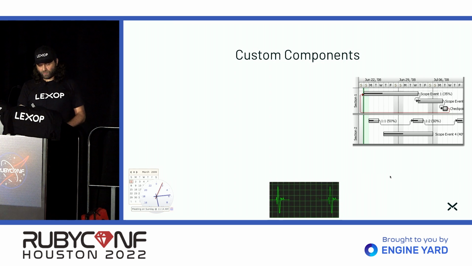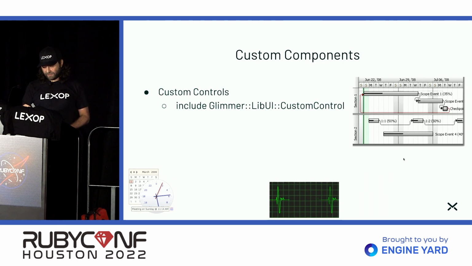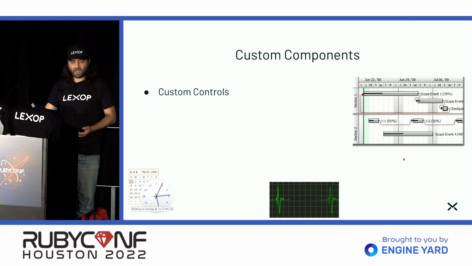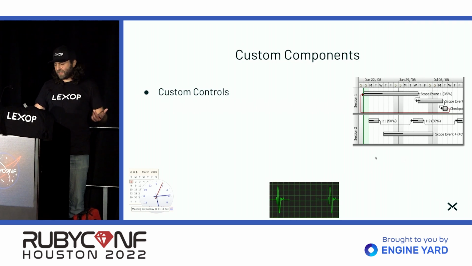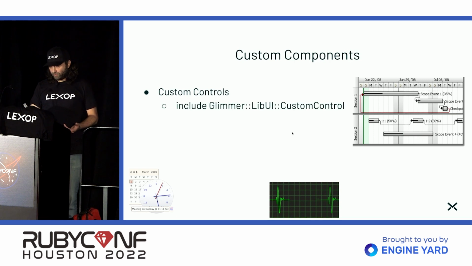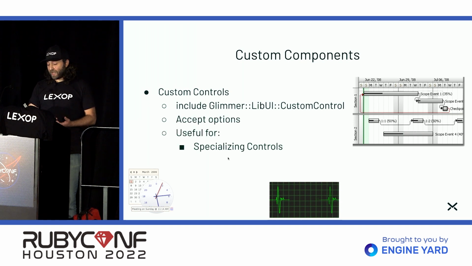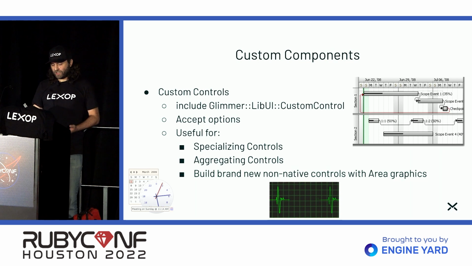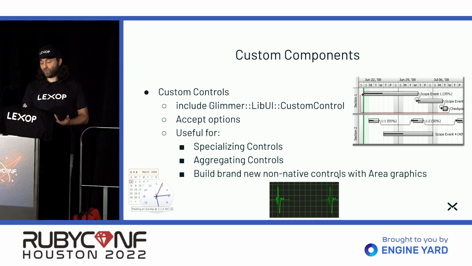Okay, next topic is custom components. Custom components let you build concepts, again, that are either non-native or they're variations on native widgets. So let's dig a little bit into that. Usually you would just include the Glimmer LibUI custom control module. It can accept options. And it's useful for specializing controls. So if I want a label to always be red, you can make your own red label control and reuse it everywhere in the code. Or you can aggregate controls. So you can make a name and address form, and then use the name and address form in multiple places in your app. The last usage is basically to build brand new non-native controls with area graphics.